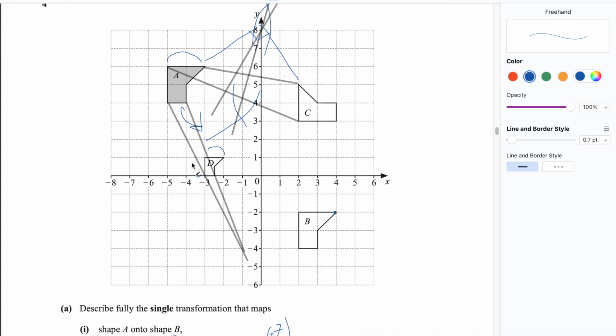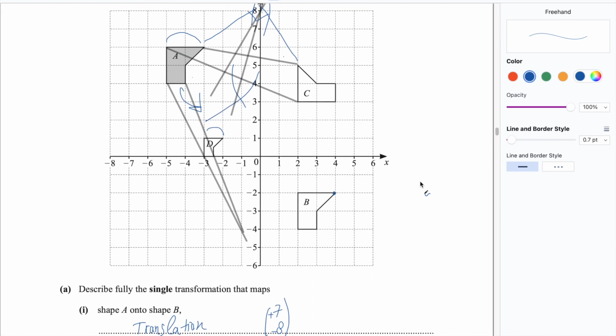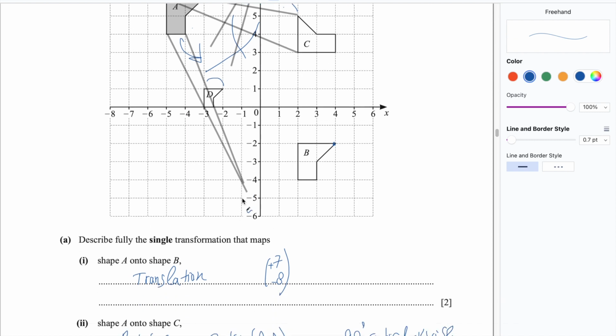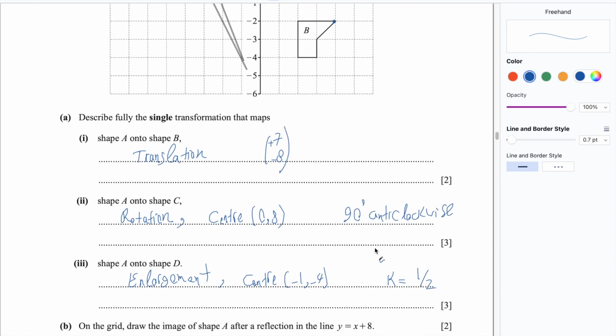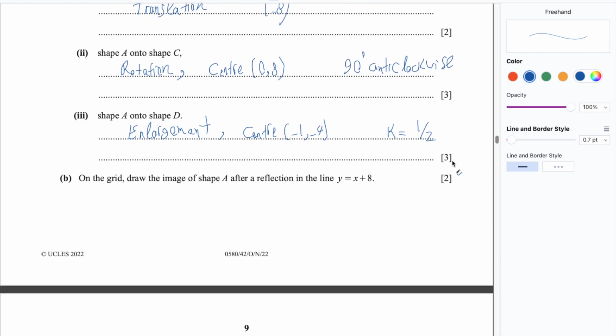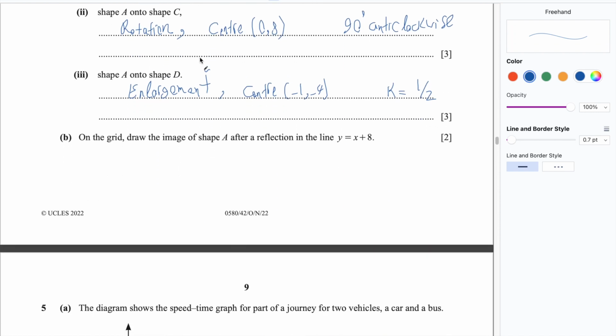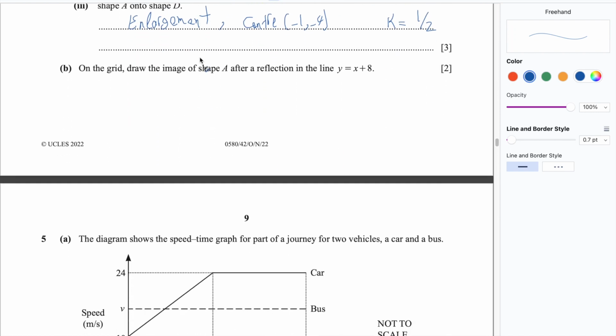But for the enlargement factor, as you see, for example this to this, these two corresponding sides, the image is half of the original. So the scale factor k is 1/2. As they are both on the same side of the enlargement center, it will be +1/2. If one of them is on one side of the center and the image is on the other side, you should put a negative here. But here they are both above the center of enlargement, so it is +1/2.